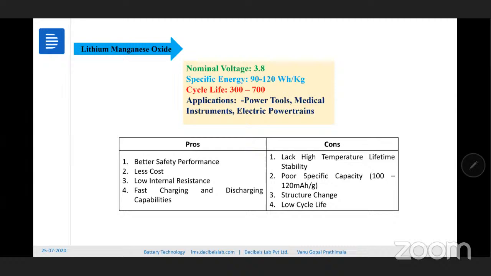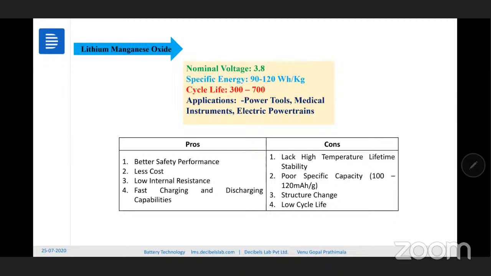And the third drawback of this is the structural change. Whenever we are discharging or charging this particular cell, the spinel structure is changing its structure. Whenever it changes its structure, the internal resistance of the cell will change, and also the stability of the cell will change. So that's the main drawback of this particular cell, and it also has a lower cycle life. These are the cons of this particular lithium manganese oxide cell.